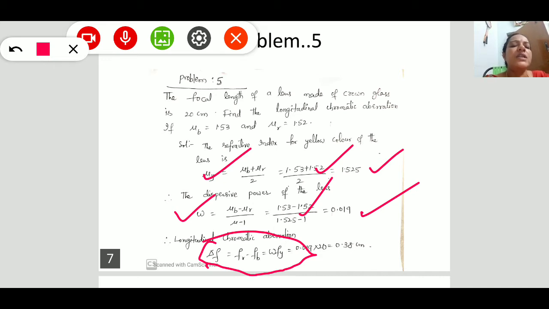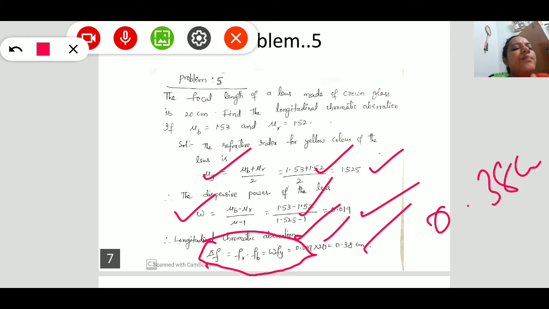So our longitudinal chromatic aberration can be written as delta f is equal to omega fi. Omega is already 0.019 into fi, which is given as 20 centimeters. So we get the answer 0.38 centimeters. So this is one type of problem.